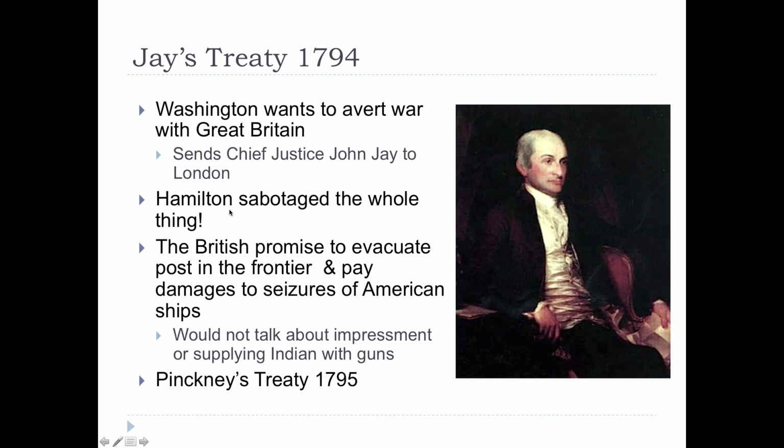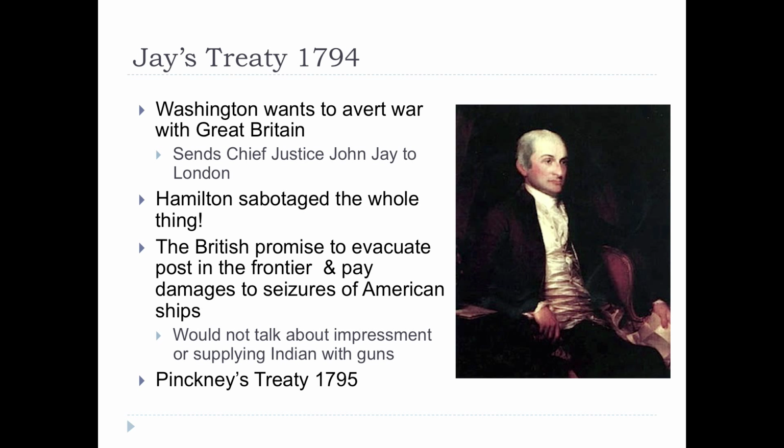Unfortunately, before Jay ever got there, Alexander Hamilton sent agents of his own to England to let the English know everything that was going to happen. Hamilton did this because he didn't want to upset his trading. There's trade going on here. And he didn't want to have it stopped.